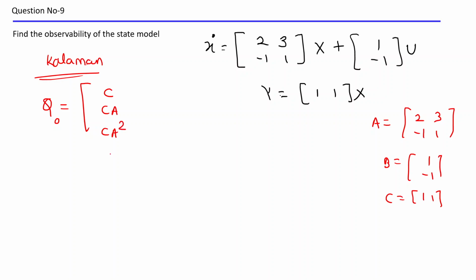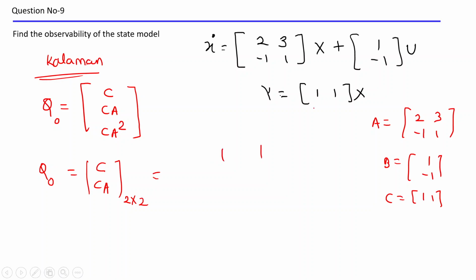C, CA, CA square. If fourth order, then it will continue like that. But for our equation it is a 3 cross 3 matrix, so these three matrices we need to find out. So what is the C vector? This is a second order matrix, so for second order you only require C and CA. Okay. So first you find out what C is. C is nothing but 1, 1.